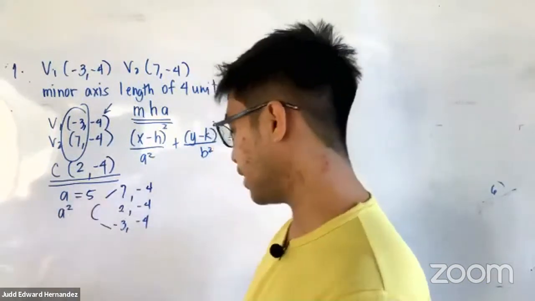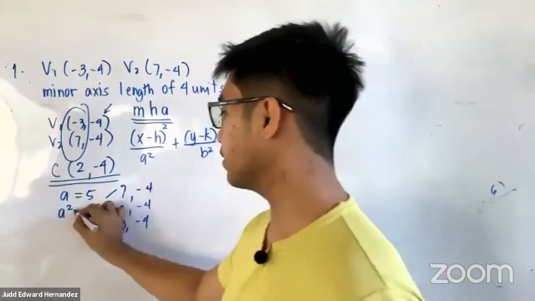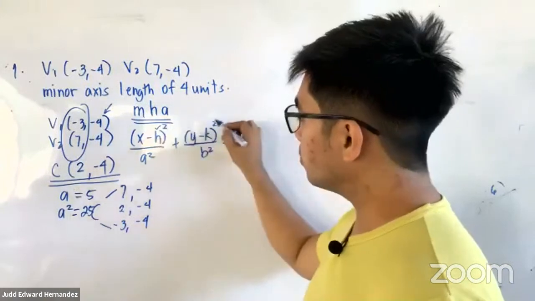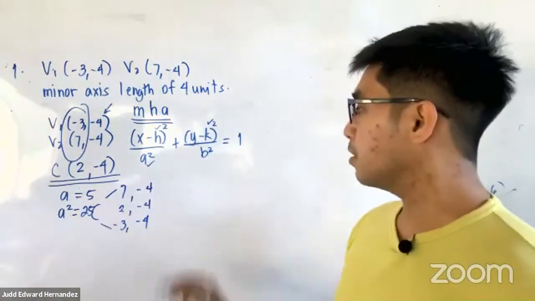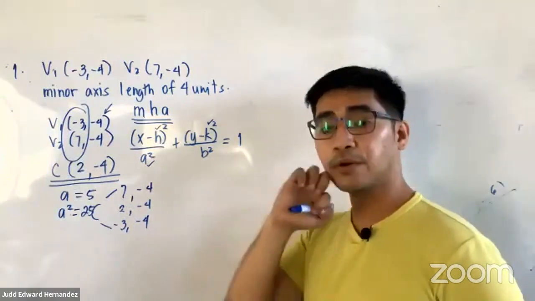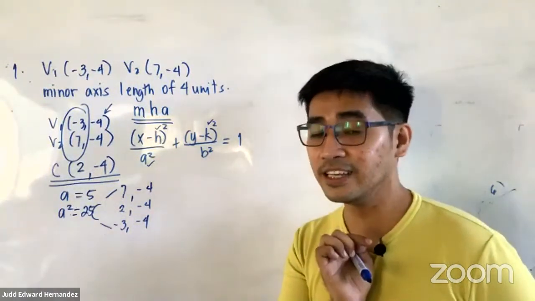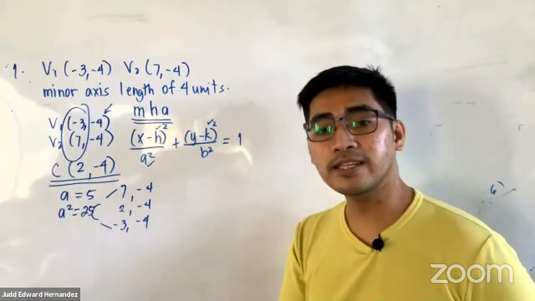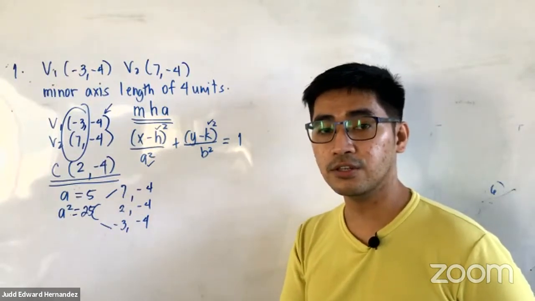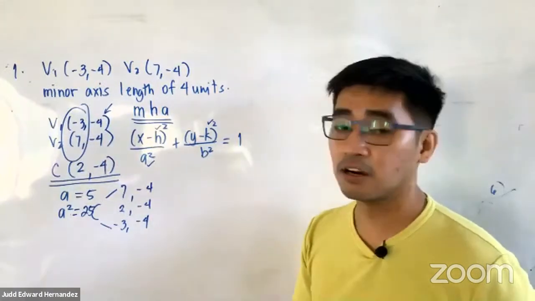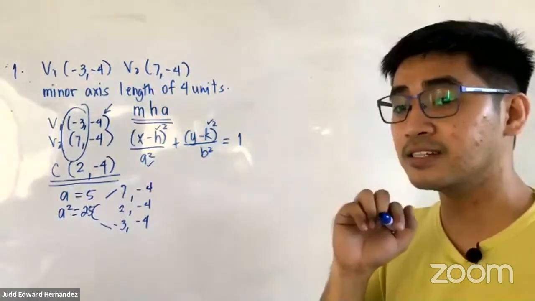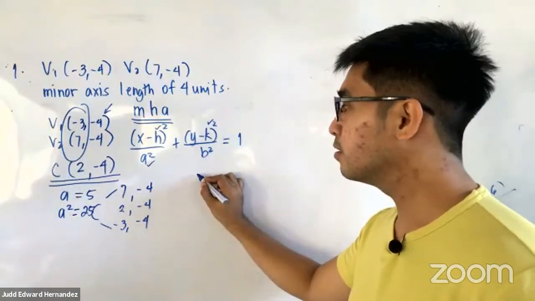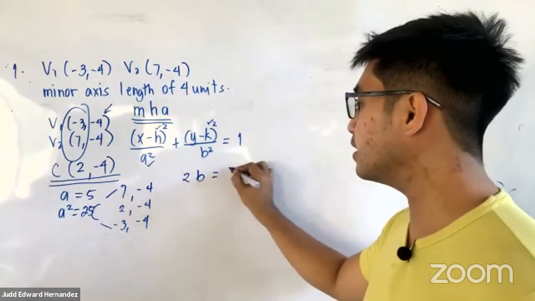Okay, therefore, what is A squared? 25. Okay, dun sa formula, meron na tayong H, meron na tayong K, meron na tayong A squared. But we do not have the value yet of B squared. Where do we get the value of B squared? By using the minor axis length, po. Very good, by using the second condition. And the second condition states that we have a minor axis length of 4 units. Anong ibig sabihin ng minor axis length of 4 units? Di ba that is equal to what? 2B. Therefore, 2B is equal to 4.